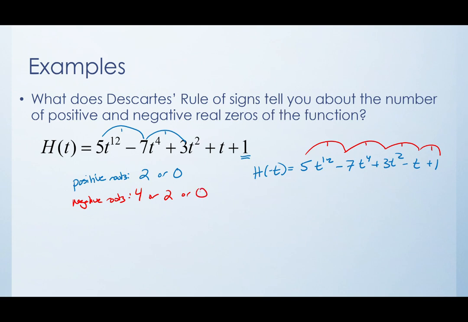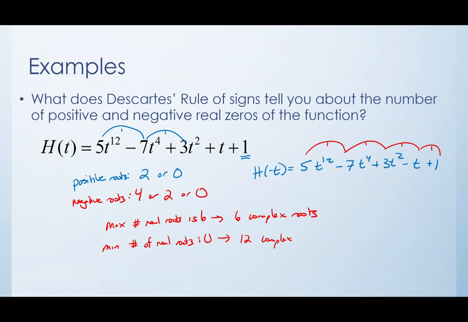So what does that tell us? The maximum number of real roots we have is 6. So the max number of real roots is 6, which means we have a minimum that is, if we have 6 real roots, we're going to have 6 complex roots. Our minimum number of real roots is 0, 0 plus 0, right? And that would mean that we have 12 complex roots.